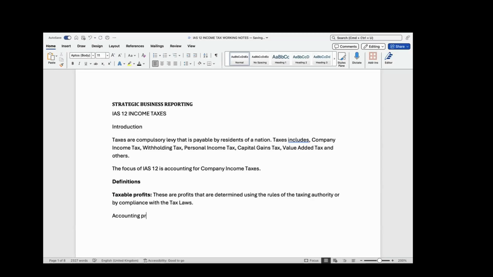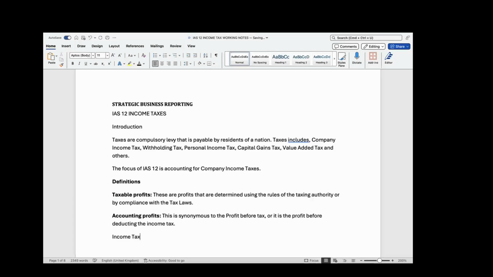Also, before you can derive your taxable profit, we usually would start from the accounting profits. Accounting profit is synonymous with the profit before tax. It is the profit before deducting the income tax. So accounting profit is the profit before you deduct income tax, which is synonymous with your profit before tax.